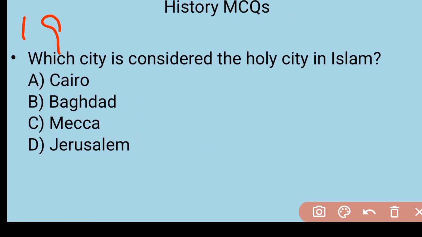Question number 19. Which city is considered the holy city in Islam? A. Cairo, B. Baghdad, C. Mecca, D. Jerusalem. Okay, the right answer is Mecca. C is the answer. Mecca is considered the holy city for the Muslim world.